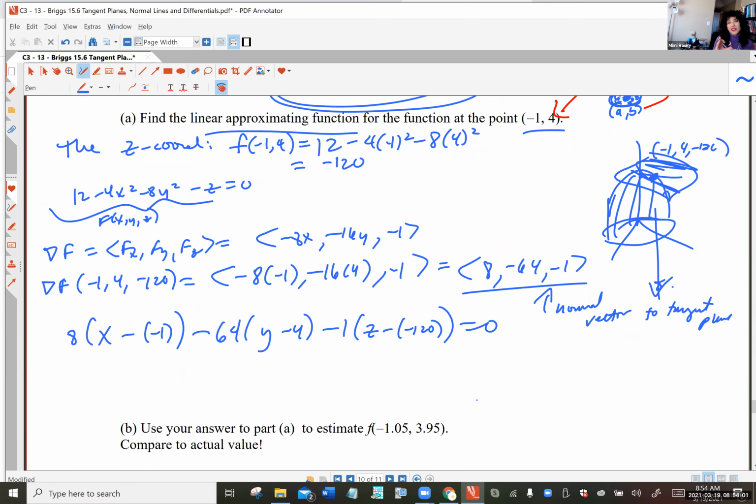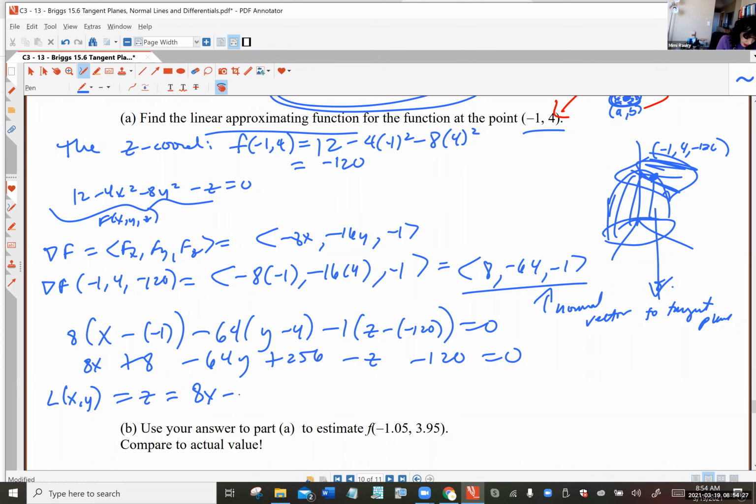And the book gives you a quick and dirty way to find it. I never use it. I'm going to multiply out and solve this for z. When I solve it for z, which they call big L of xy, that's the linear approximating function, which is a function of 2 variables. I make it look a little prettier by collecting my like terms. I get z is equal to 8x minus 64y plus 144.